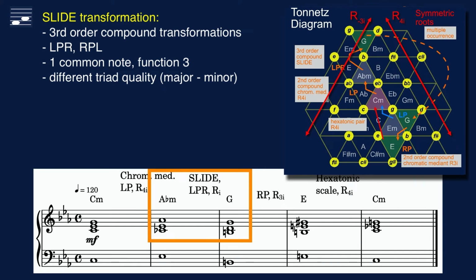The example is the connection between the A flat minor and G major triads, with 3 moves in the tonnetz diagram, the LPR path. These triads also share a single common note, the chordal function 3. With 3 moves, the chord quality changes from minor to major or the reverse.